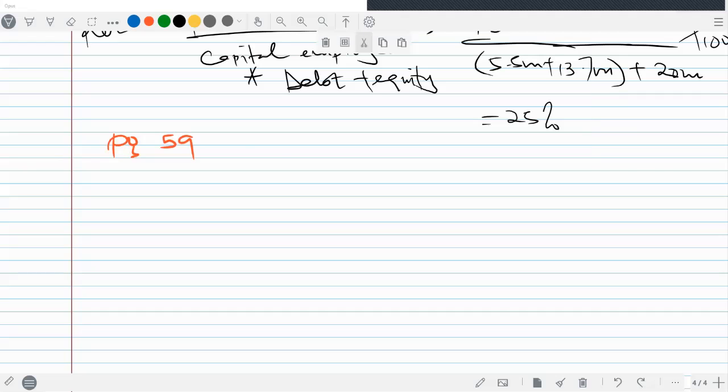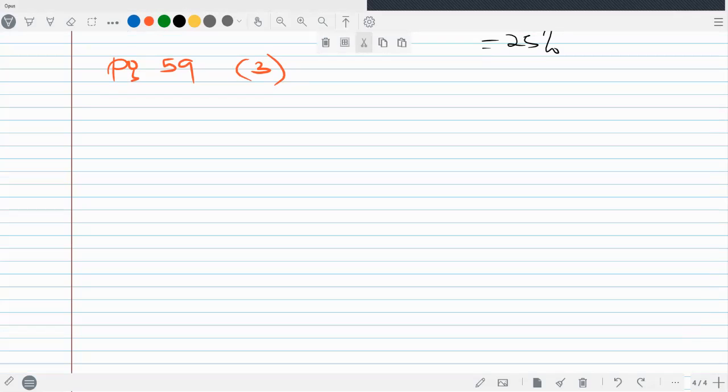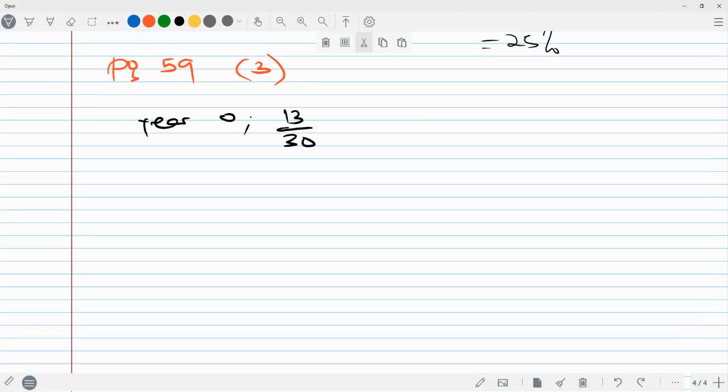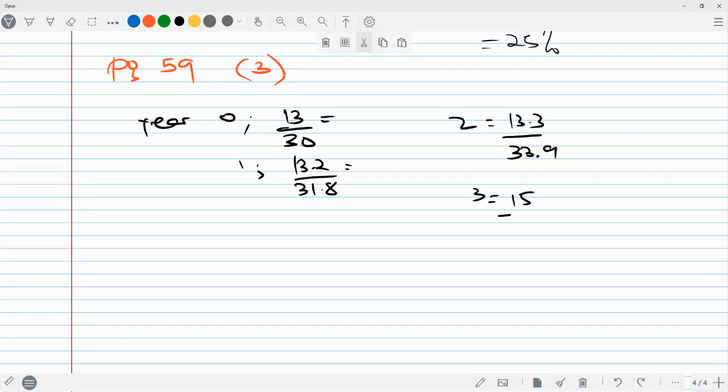This is page 59, question 3. Part A of that question: the payout is greater than 40%. Year 0, the company paid out 13 out of 30. Year 1, it paid out 13.2 out of 31.8. Year 2, the dividend paid was 13.3, and the earnings for that year were 3.9. Year 3, the dividend was 15 out of earnings of 5.7.